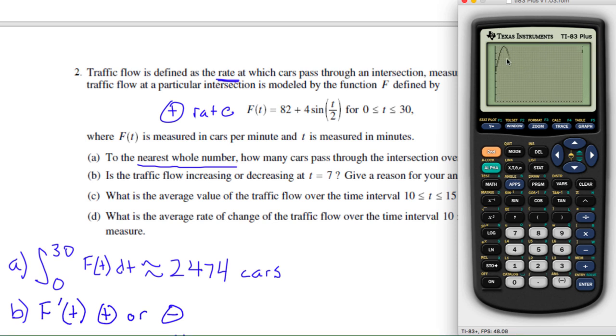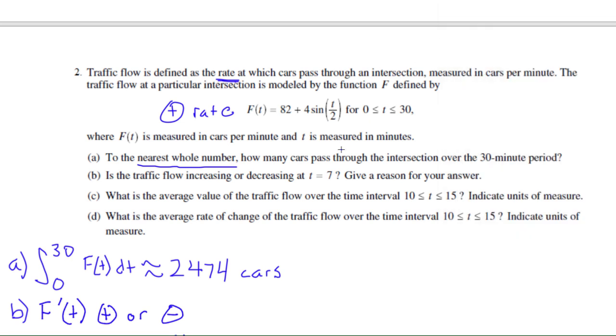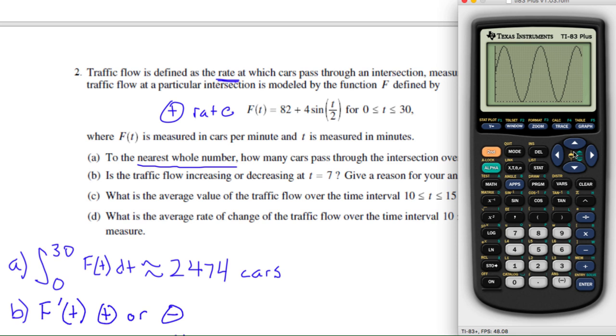Go, go, go. And I'm looking at the slope. So if I come back here, I need to know at t equals 7. So I can come back here and I say, just hit enter 7. Oh, I have to trace, that's why. So trace 7, enter. And that's where 7 exists.